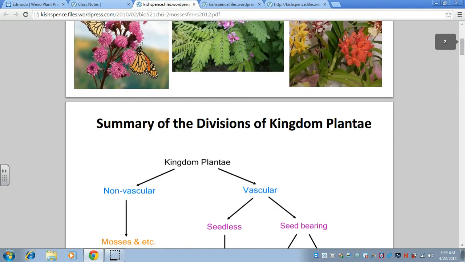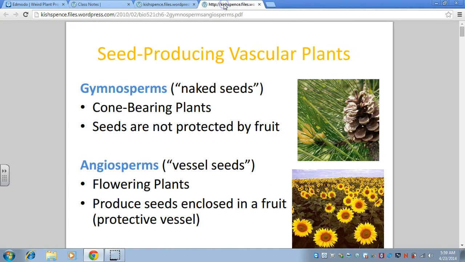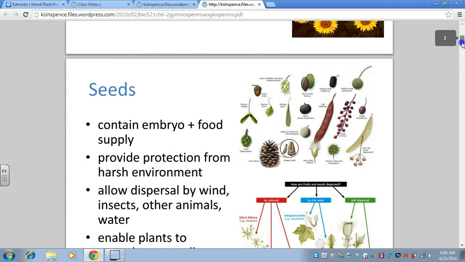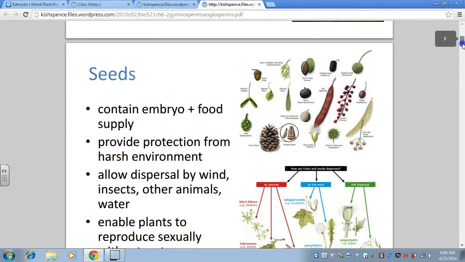So we'll move to the notes for gymnosperms. Of the seed-producing vascular plants, there are gymnosperms, which are the cone-bearing plants. They have male and female cones, but do not have fruit. Angiosperms, which means vessel seeds, are the flowering plants. They produce seeds that are enclosed in a fruit, a protective vessel, and they also produce flowers. So this video will focus more on the seeds and on gymnosperms.